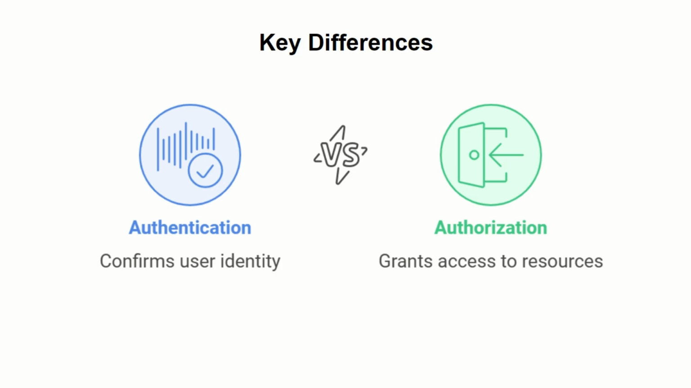So the key difference between authentication and authorization is that authentication verifies who you are, confirms the identity of the user, and occurs before authorization. Authorization defines what you can do, grants access to specific resources, and occurs after authentication.